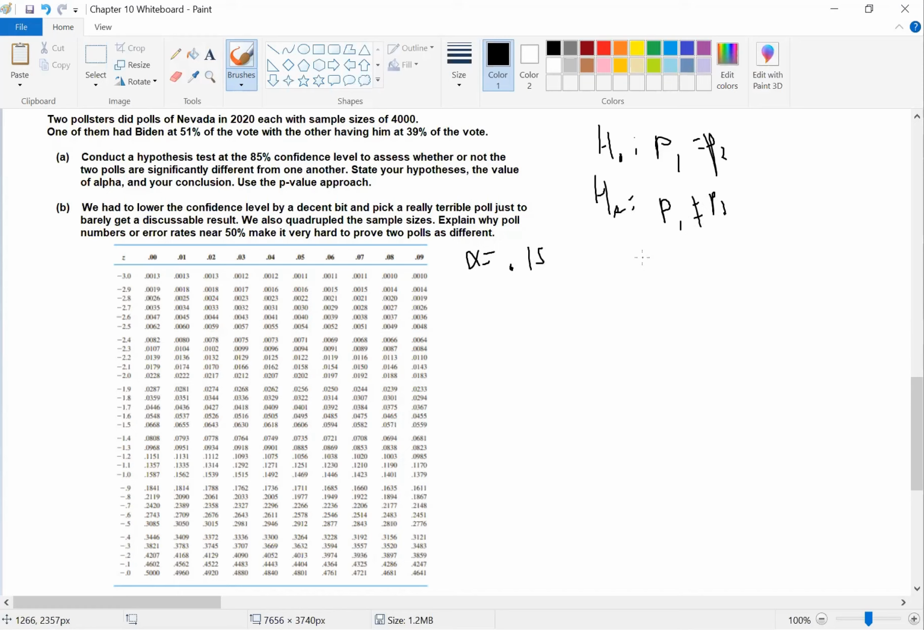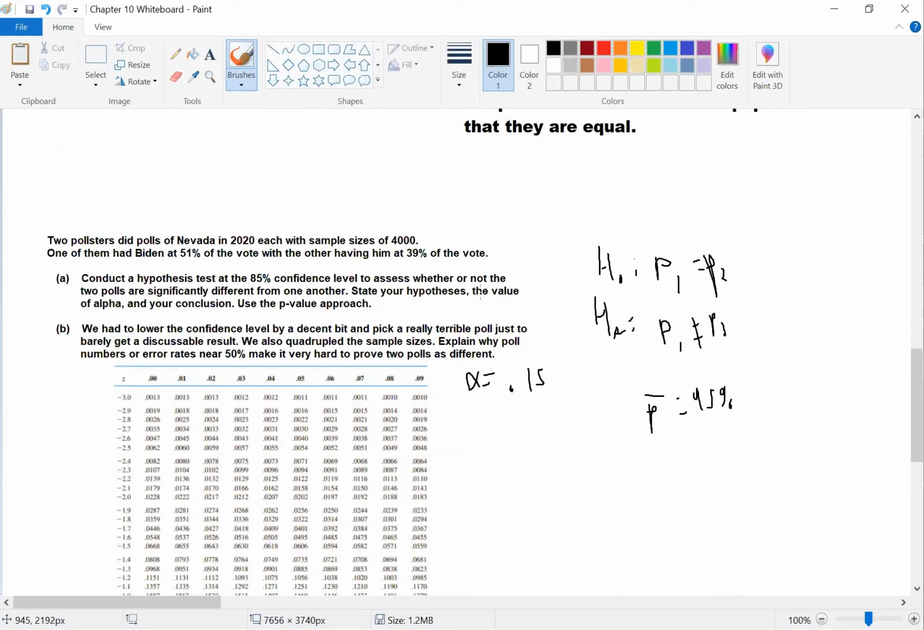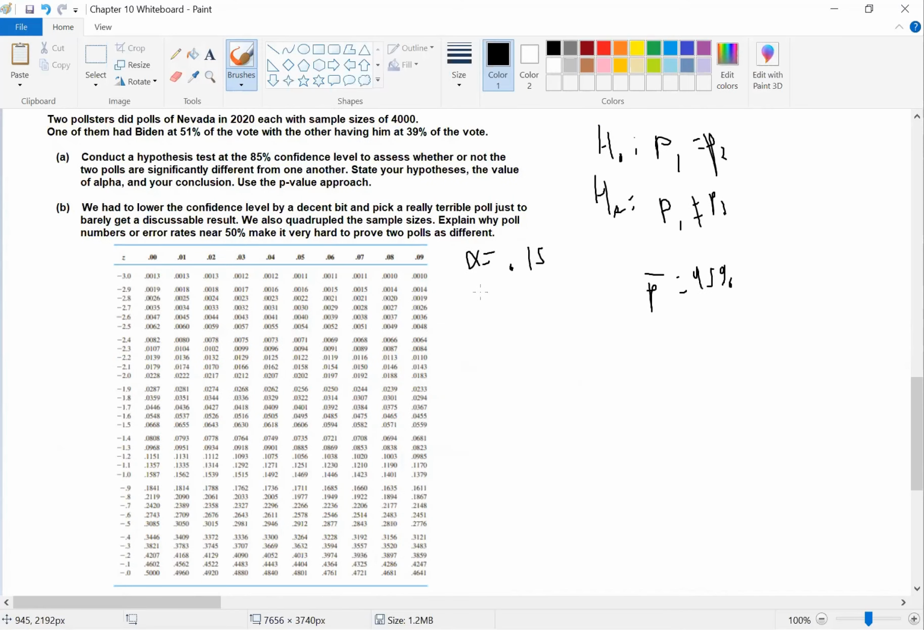And now we have to pull these together. Again, we're going to use the shortcut from before. They both have sample sizes of 4,000, so it's going to be the halfway point between the two. Halfway between 51 and 39 gives a p-bar of 45%. Same method as before, we get to use a shortcut. If you want to keep plugging it into the formula, that's fine. It's up to you.